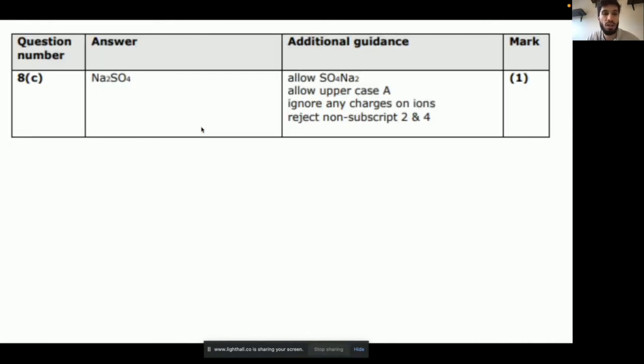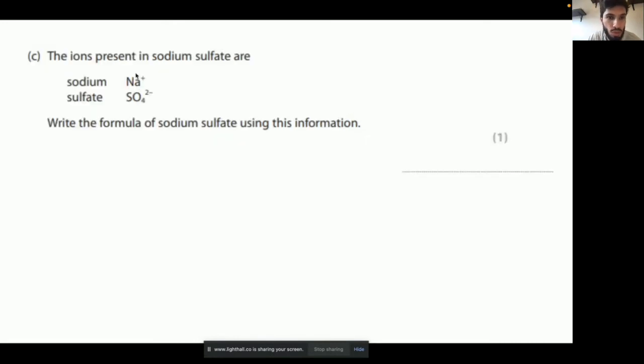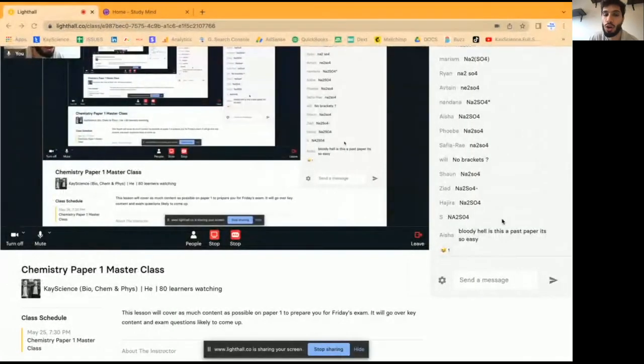Now, here's what the answer is. Na2SO4. I can see what you did. All you did was you added them together. You need to know that any ionic compound, such as sodium sulfate or sodium oxide or lithium nitrate, always has a what charge? What do ionic compounds always have a charge of?